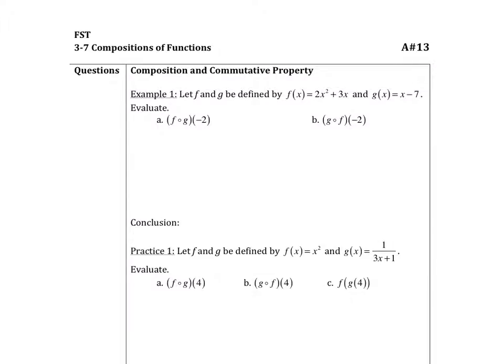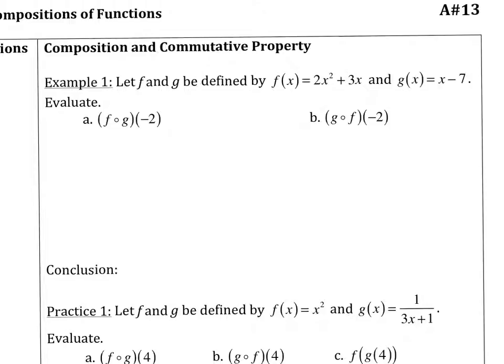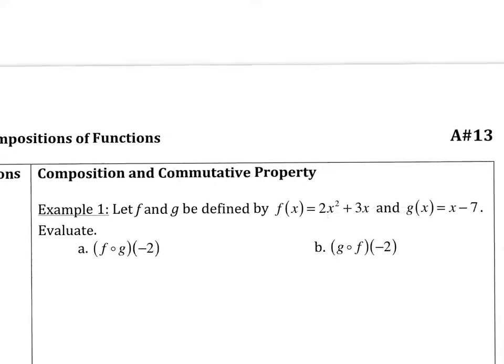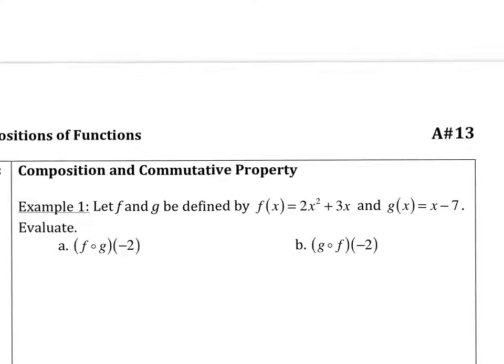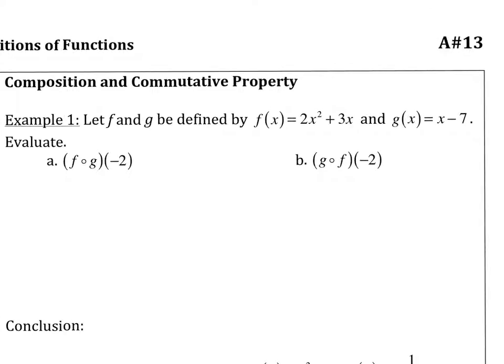So on page 2, here effectively is what a composite function is. Think of this as an assembly line where we pass the result of one of the functions into the other function, depending on order, so it's important. So let f and g be defined by f of x is 2x squared plus 3x, and g of x is x minus 7. So we're going to evaluate the composite of f with g evaluated at negative 2.